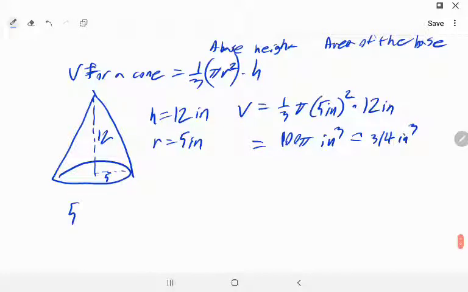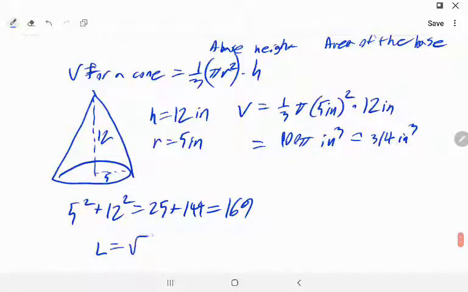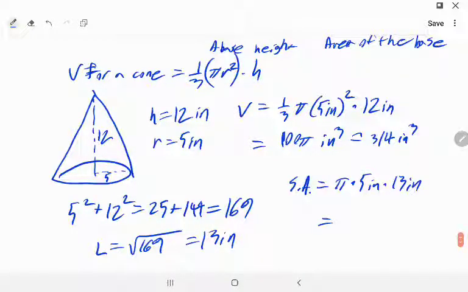The surface area is trickier because we need to find out the slant height. We know that 5 squared plus 12 squared is 25 plus 144, which equals 169. And so the slant height has to be the square root of 169, which is 13 inches. And so the surface area is going to be pi times the radius of 5 inches times the slant height of 13 inches, so we get 65 pi square inches. That's going to be around 200 square inches.